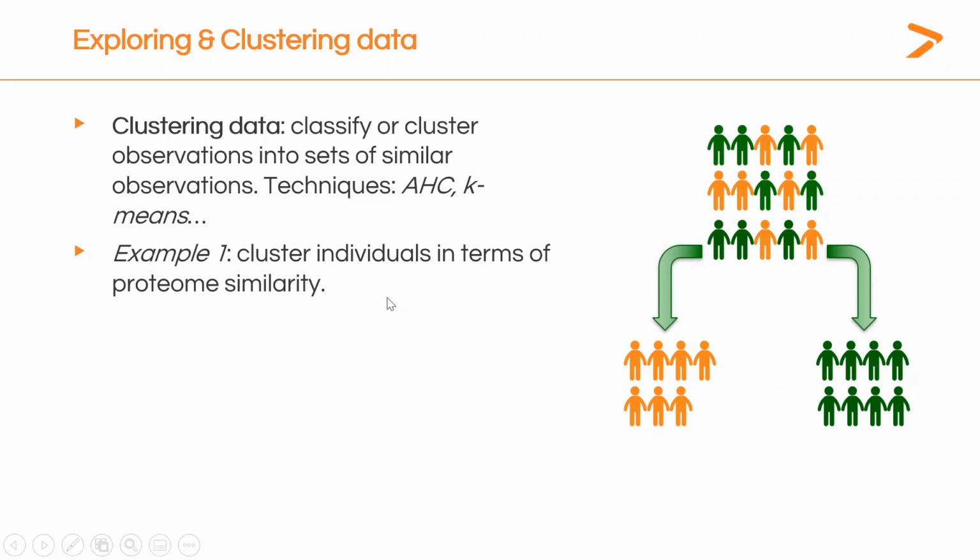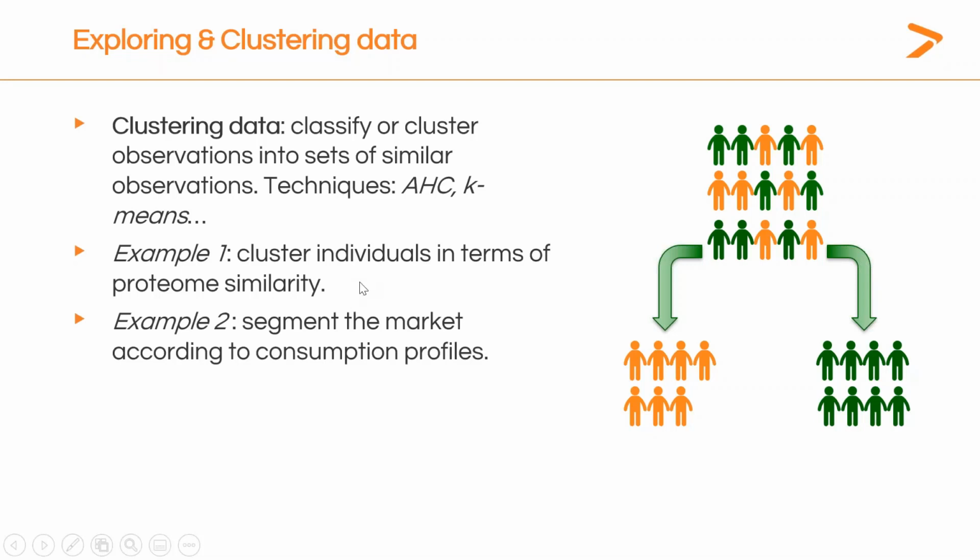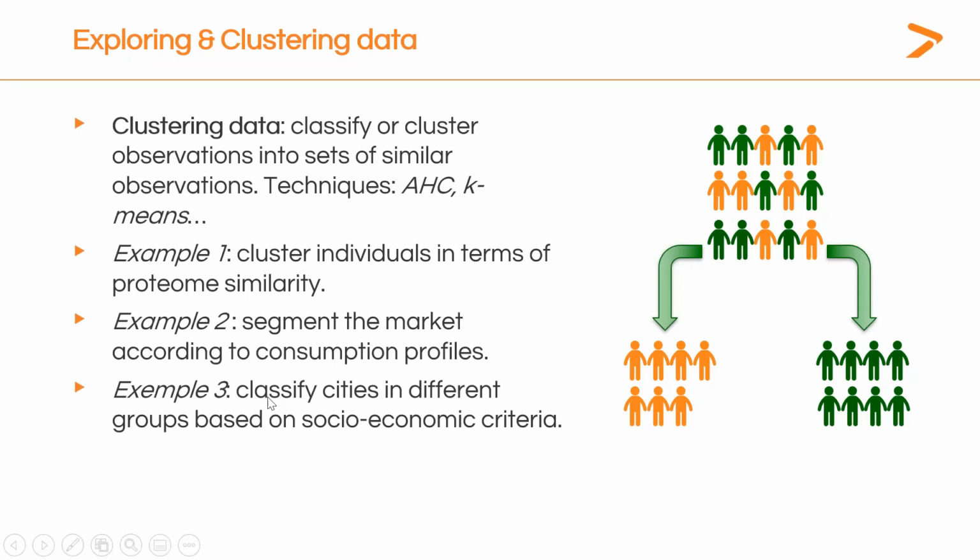So for instance, you can cluster individuals in terms of proteome similarity. We can segment the market according to consumption profiles. Imagine we had the consumption profile of each of these individuals. We can use classification tools or clustering methods to sort them into several groups. Here's a third example. We can classify cities in different groups based on socioeconomic criteria.